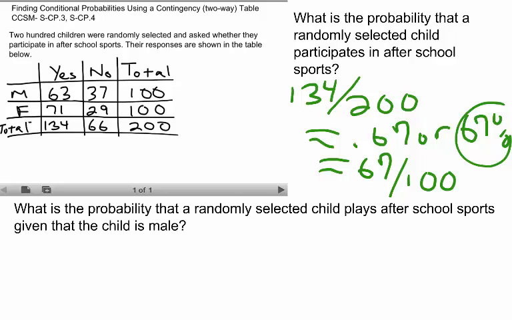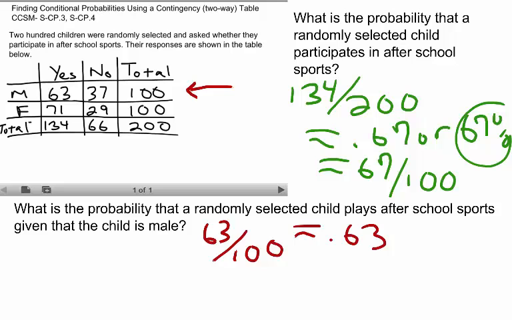Now suppose we want to determine the probability that a randomly selected child plays after-school sports given that the child is male. So here, we're restricting to a particular condition, the condition that the child must be male. So I can only look at this row, which represents all of the male children. Given that the child is male, in other words, out of 100 male students, the number that play sports is 63, which in decimal form is 0.63, or in percent form, 63%.